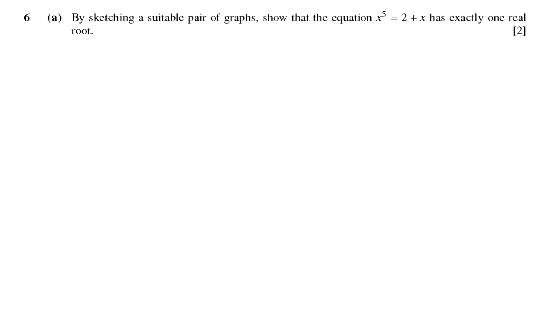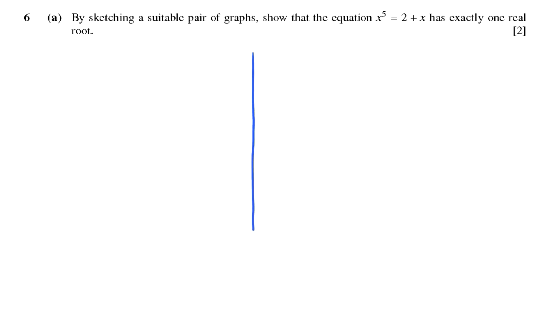Question 6. A. By sketching a suitable pair of graphs, show that the equation x^5 = 2 + x has exactly one real root. Okay, so to sketch it and show, we would sketch the graph of x^5, and we would sketch another graph for 2 + x and show that they only intersect in one place.